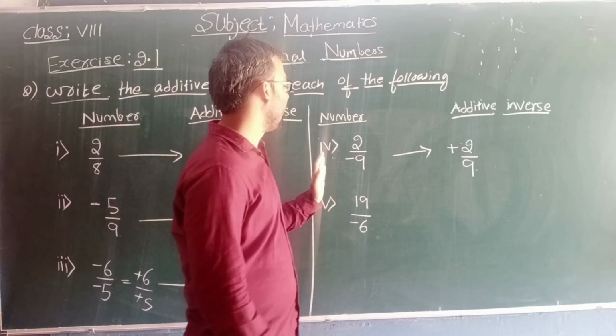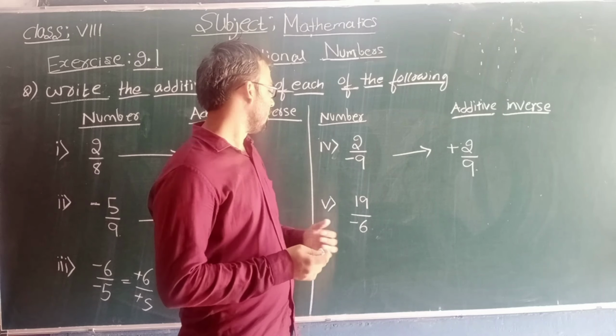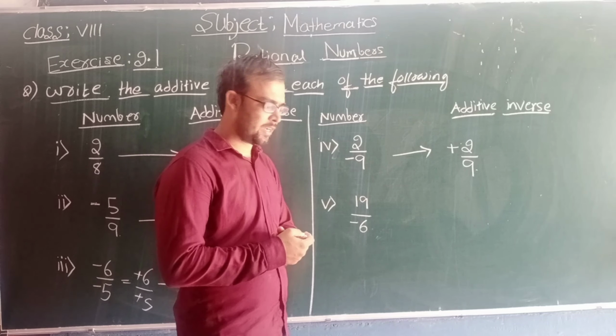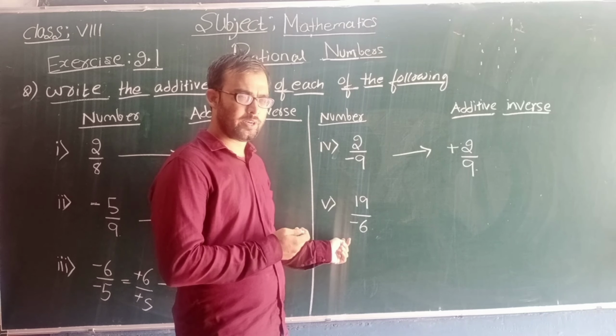Okay. The additive inverse of minus 2 by 9 is what? Plus 2 by 9. Now look at the fifth question. 19 by minus 6 is there. Is it negative or positive? Negative, no? It is also a negative.